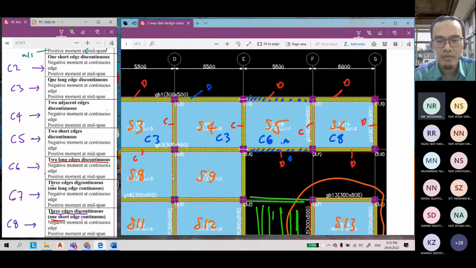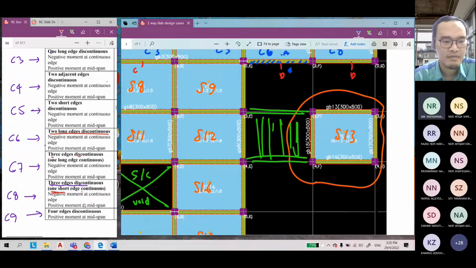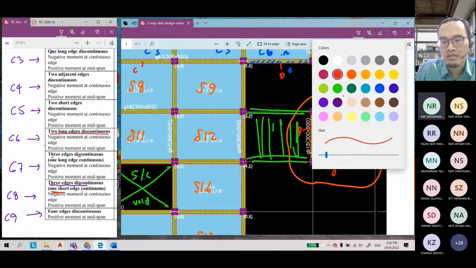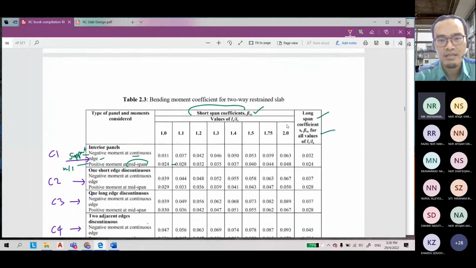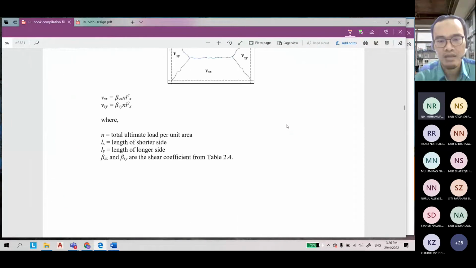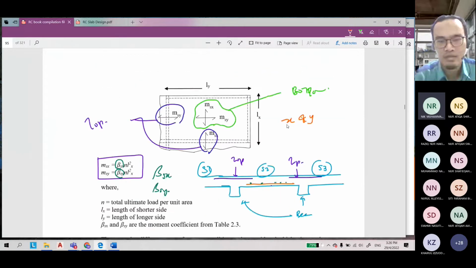How about slab number 13? Case number 9. All four edges are discontinuous. Okay, case number 9. But this differs from our last exercise, where it is unrestrained. Unrestrained means like this one.